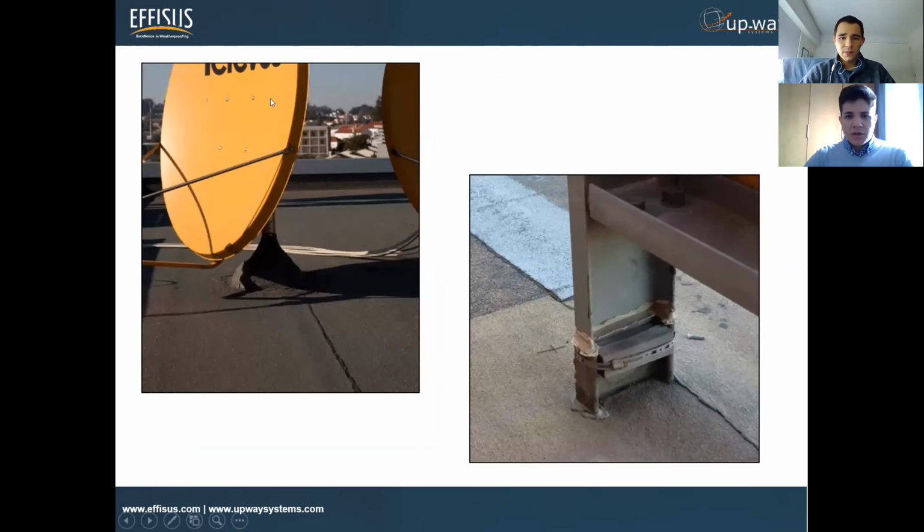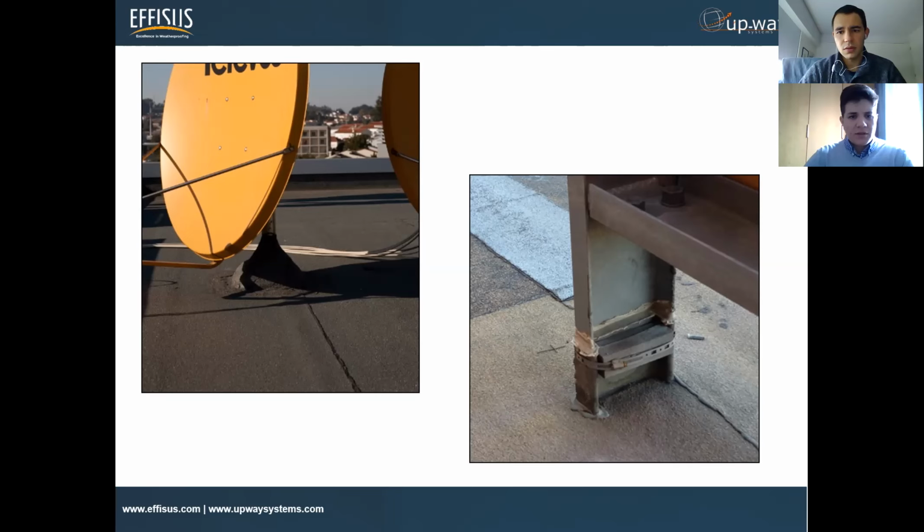Another type of penetration that I decided to bring here is these crossing beams that we see. This is not much related to HVAC, but we see it a lot of times, and the solution we decided to bring today applies not only to HVAC penetrations, but to all these other types of crossing.